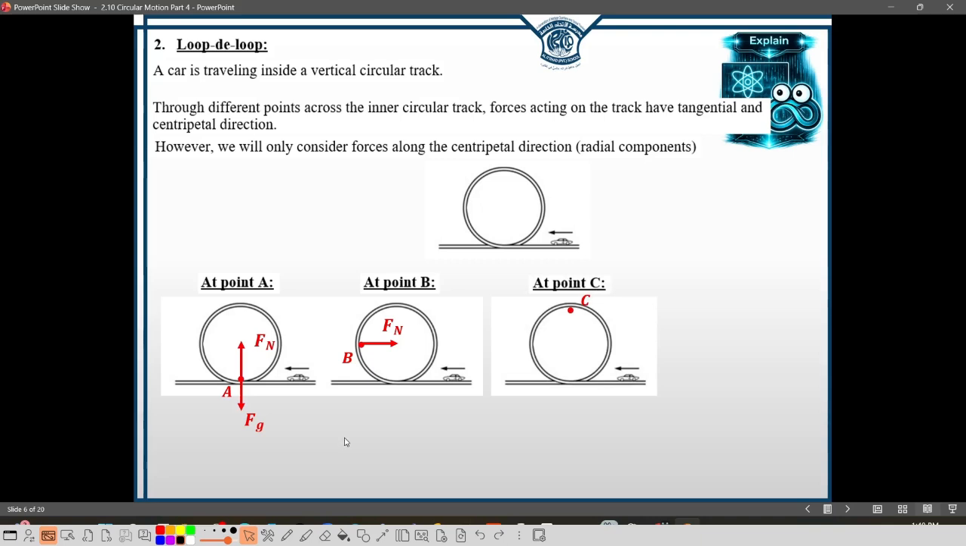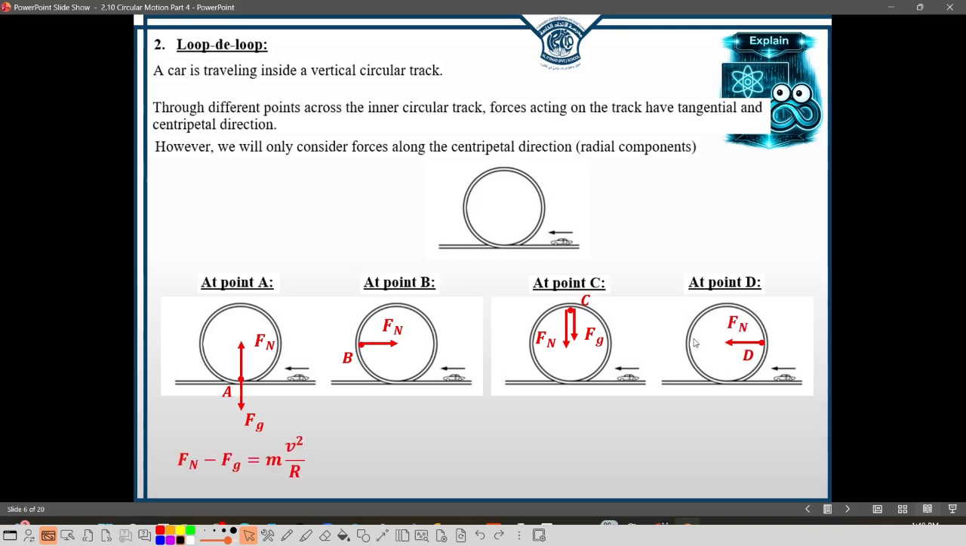Now at point C, we have two forces acting on the object. We have the force of gravity, which is acting downward, assuming that the car now is on the inner surface of the loop, and the normal push acting downward. Now here at point D, due to the symmetry with point B, we can say that the force of gravity is no longer aligned with the centripetal direction, only the normal push is aligned with the centripetal direction.